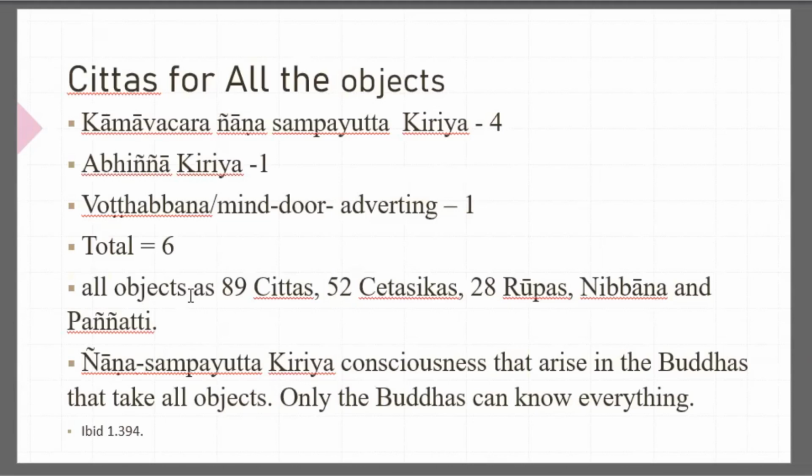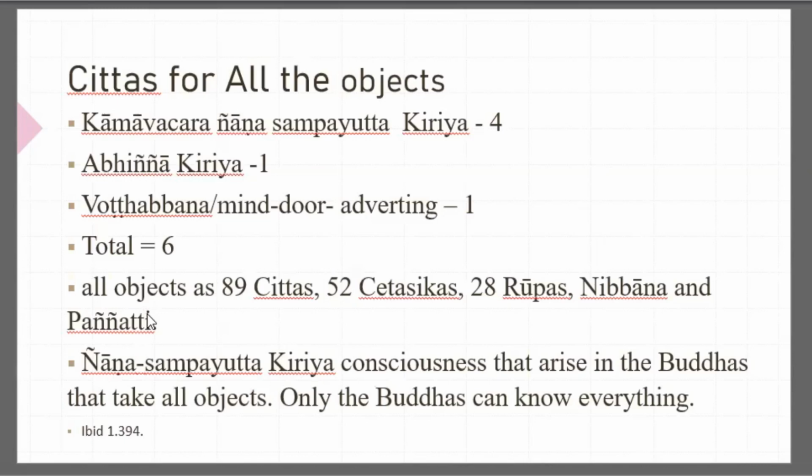So there are 6 Cittas which can take all the objects. There are 6 Cittas that can take all the objects. What are they? 4 Jnana Sampayutta Kamavachara Kiriya Cittas, 1 Abhiñña Kiriya Citta and Votthabbana Citta. They can take all the objects.